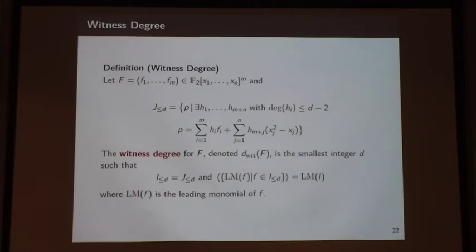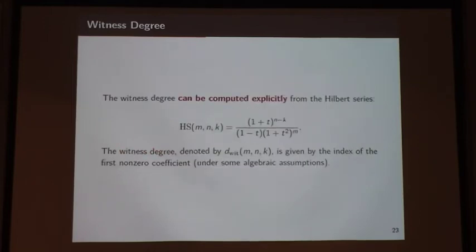Yeah? Is there guaranteed to be a finite witness degree? Yes. So the witness degree can be explicitly computed using the Hilbert series, which is the closed form formula for the witness degree, which was sort of the idea of the bounds.